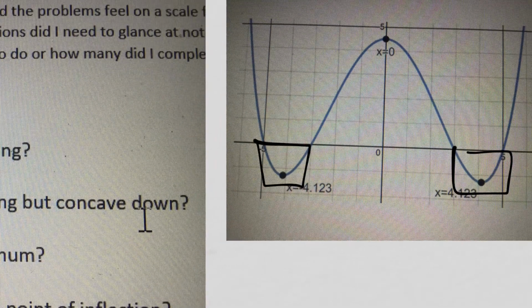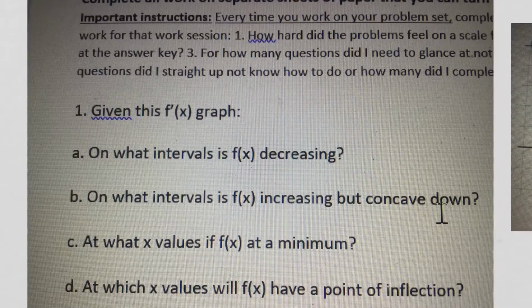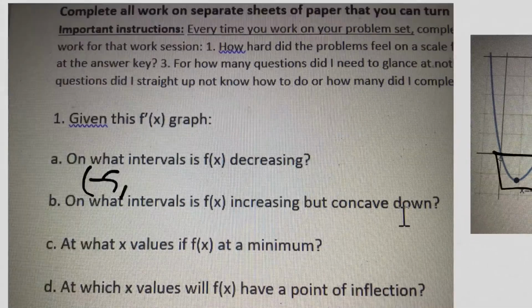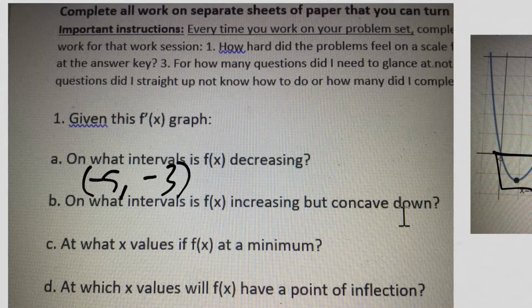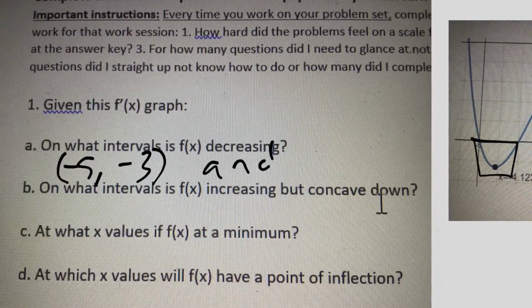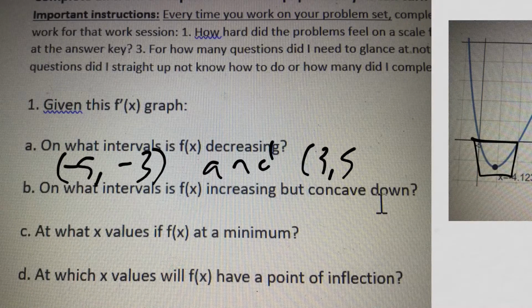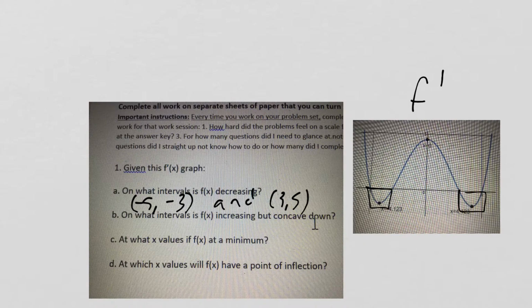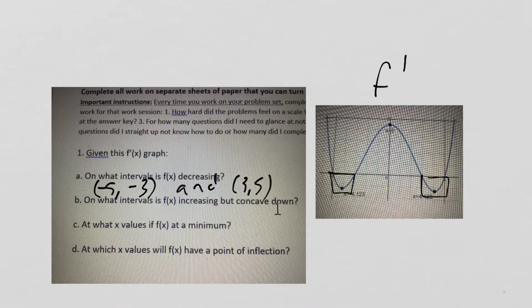So that's going to go from x equals -5 until x equals -3. So this is our interval of x values, and also from x equals 3 to x equals 5. So then we'll write our interval like that. Okay. On what intervals is f of x increasing but concave down?